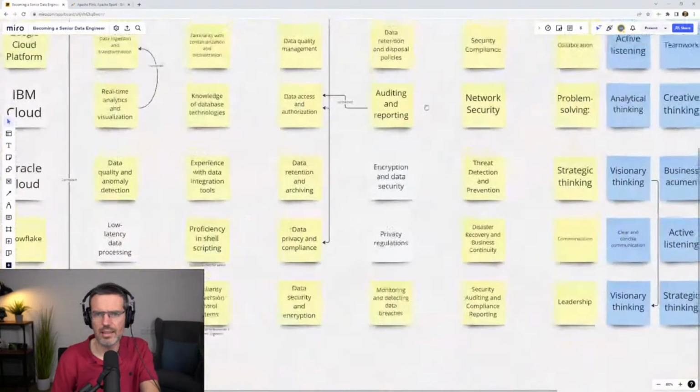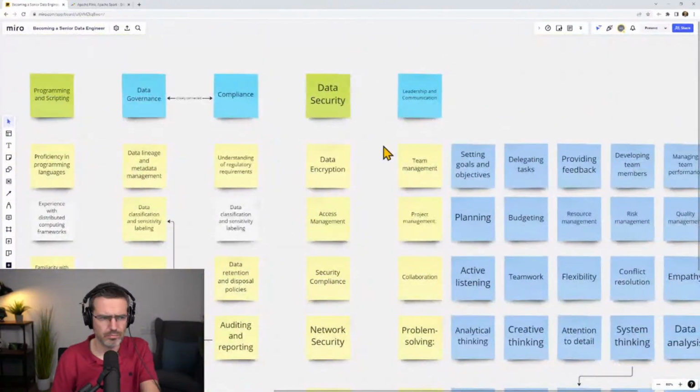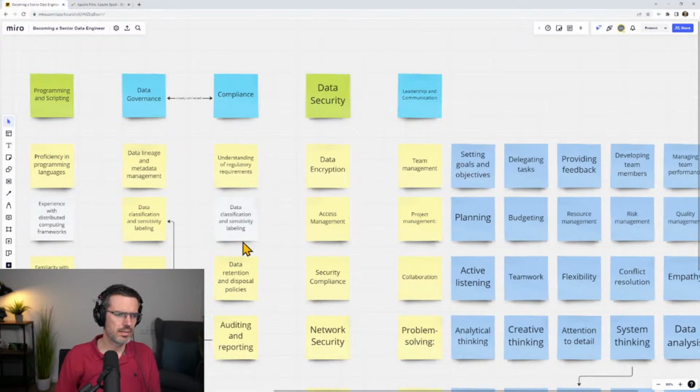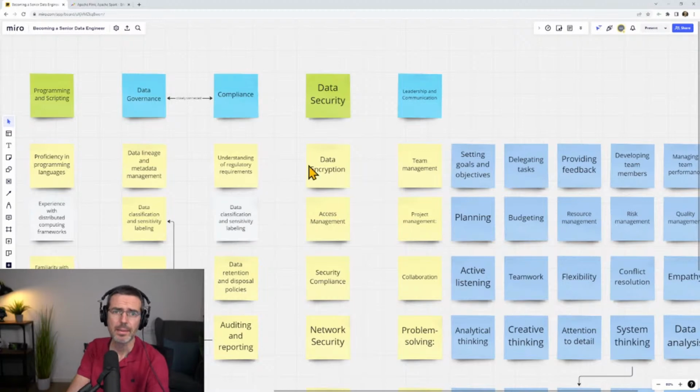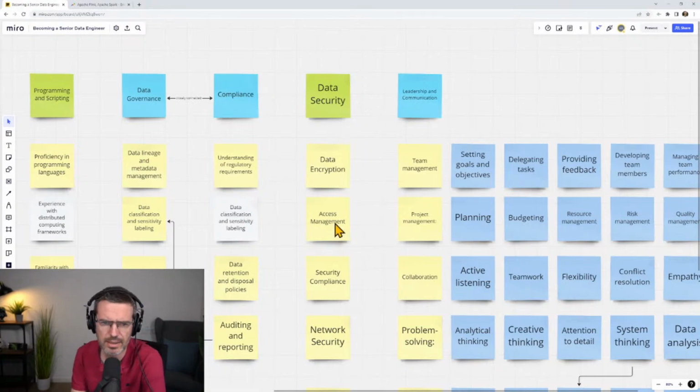All right, and with that, we're through these. Now, let's take the other ones, or let's do data security and leadership and communication. We're going to do next time. All right. So data security. I mean, we already talked about this. Let's quickly look. Data encryption.